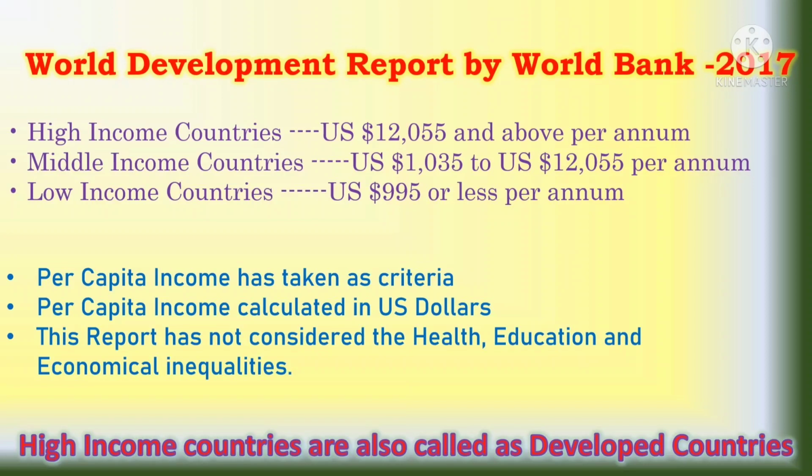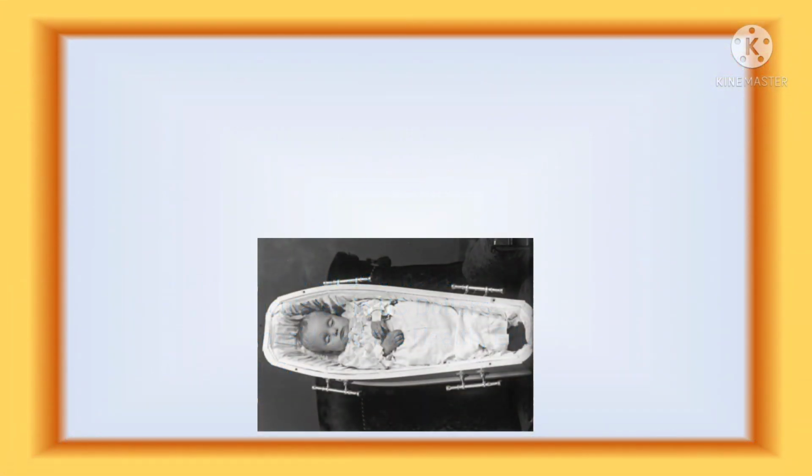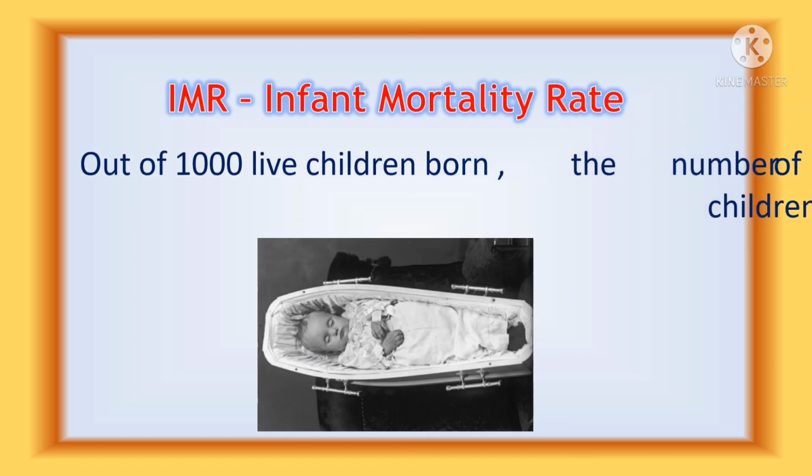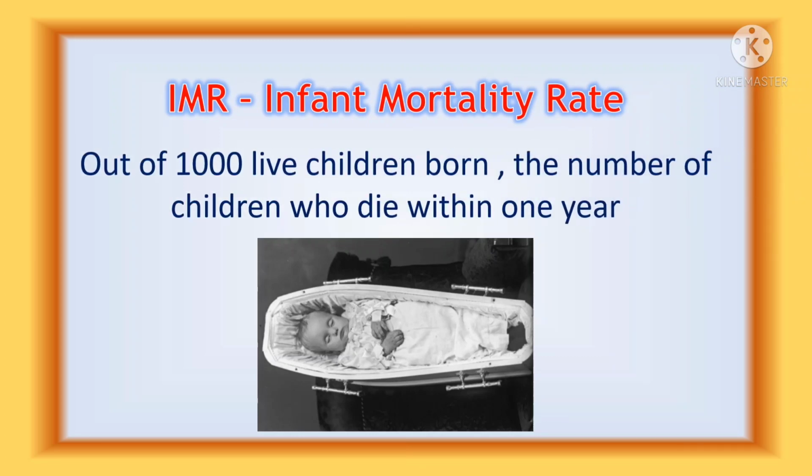As income is not a sufficient aspect to compare the countries, we need to observe some more aspects. For example, IMR, infant mortality rate: out of 1,000 live children born, the number of children who die within 1 year.